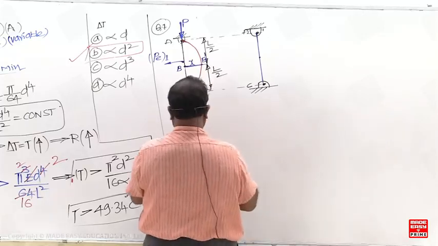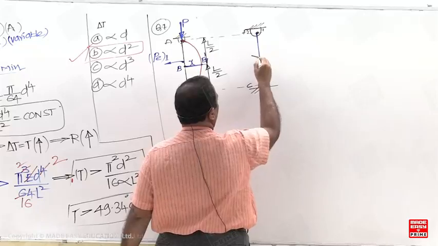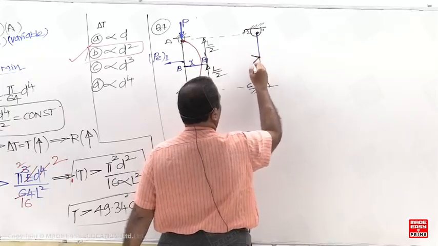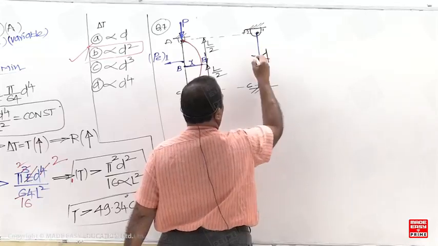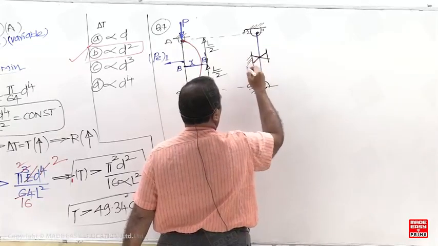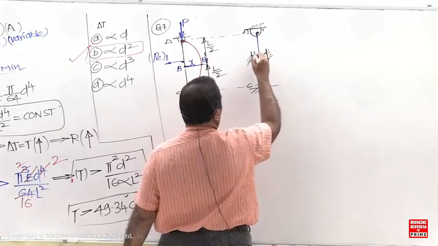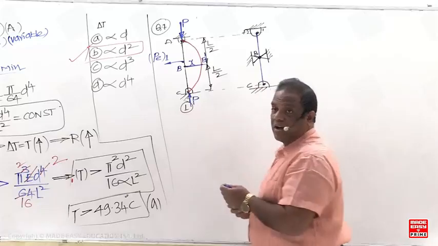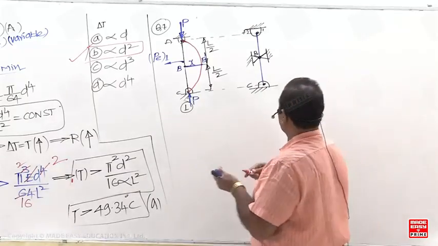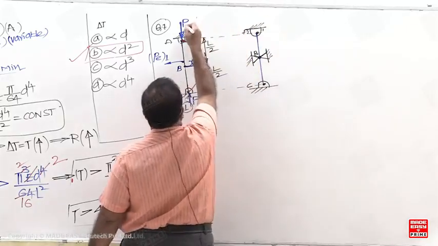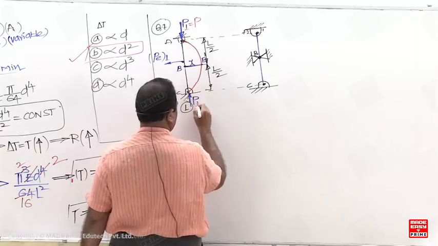Now if I'm going to provide one more hinge support, exactly at mid height, then what is the shape of the buckling curve? I'm calling this P1. This buckling load I'm taking as P.